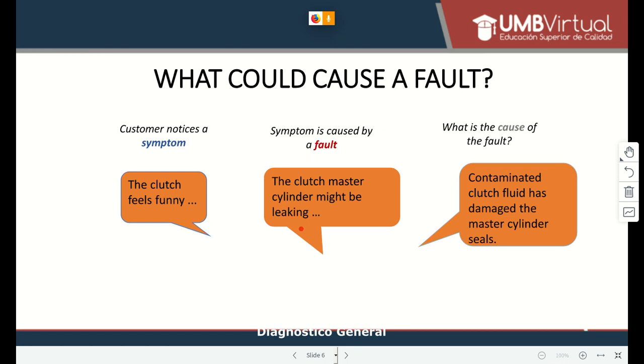But keep in mind, I would like you to focus on this. This is a very general example, but to be able to approach this problem, it's possible that this leaking master cylinder, caused by a seal that is broken or might be broken, can produce a check engine light, right?